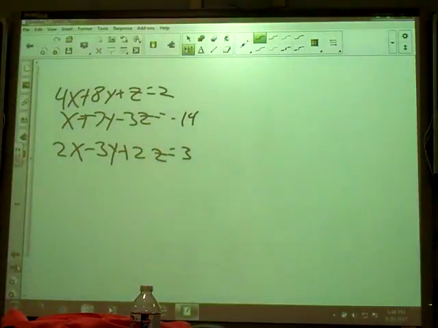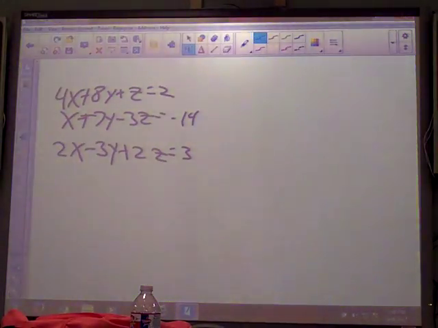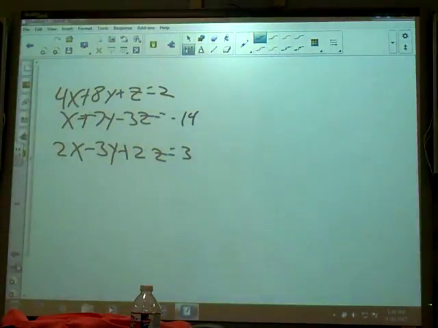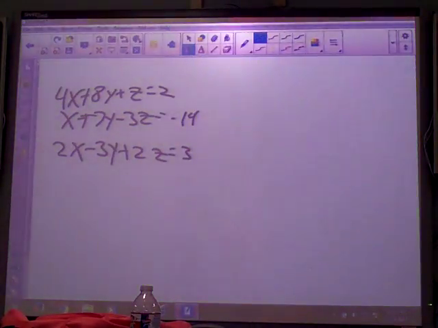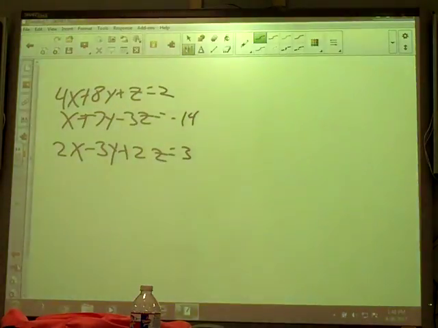Alright, got a little bit more work to do on this one. The reason I already know I've got more work is look at my x's. I've got a 4, 1, and a 2. None of those are the same numbers. They're all factors of 4, so I can turn them all to 4s if I need to in a little bit, right? Look at my y's. 8, 7, and negative 3. Ugh. Nothing's the same there.